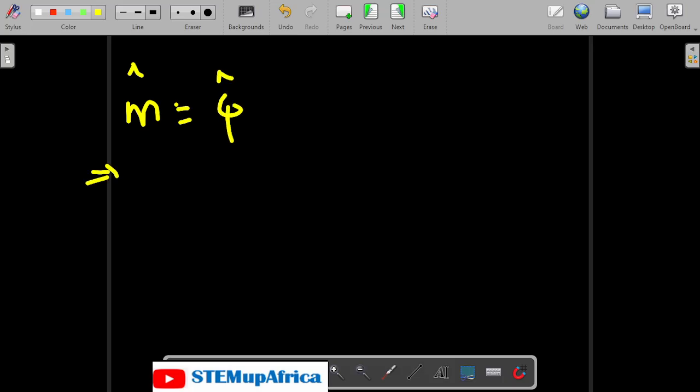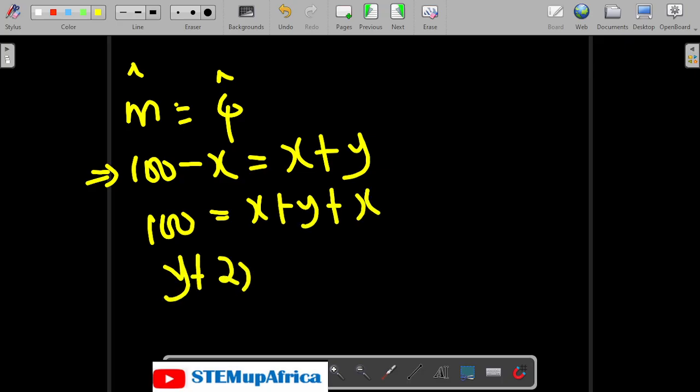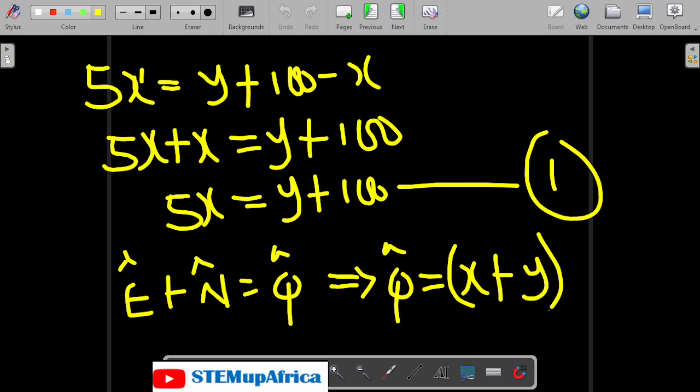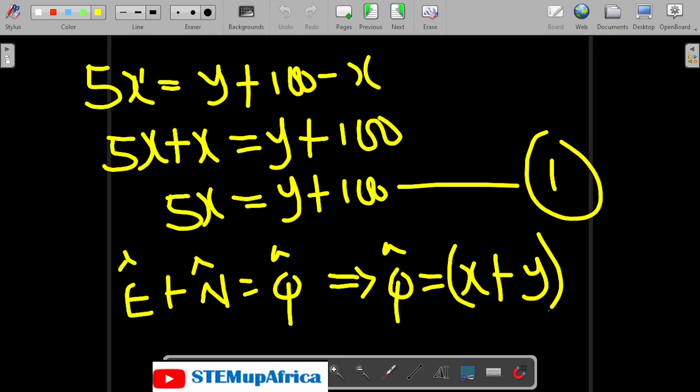What does that imply? It implies that 100 minus x is equals to x plus y. So if I collect like terms, I'm having 100 equals to x plus y plus x. So I'm having y plus 2x is equals to 100. Let's call this equation 2. So how do we solve 1 and 2 now simultaneously? So let me bring equation 1 close to this.